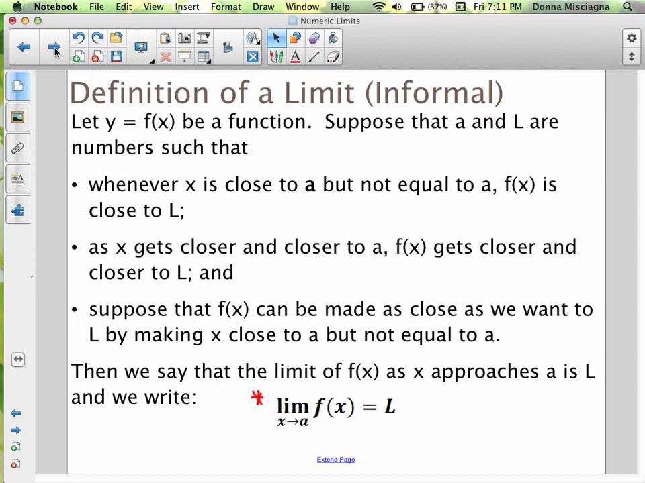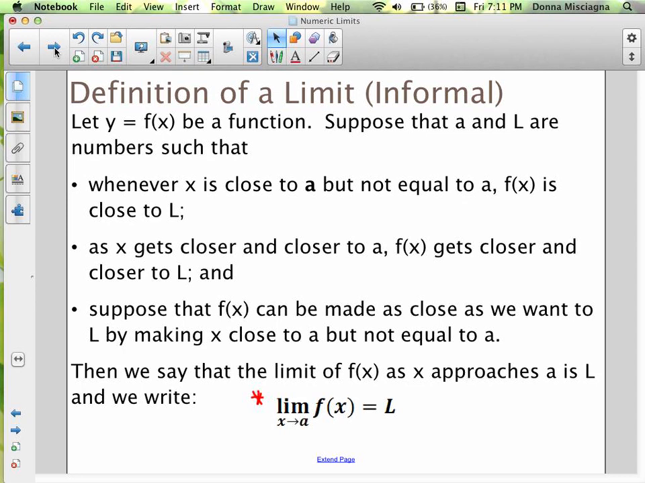Suppose that a and l are numbers, such that whenever x is close to a, but not equal to a, f of x is close to l. As x gets closer and closer to a, f of x gets closer and closer to l. Suppose that f of x can be made as close as we want to l by making x close to, but not equal to, a. Then we say the limit of f of x as x approaches a is l, and we write it using the correct limit notation. Okay?